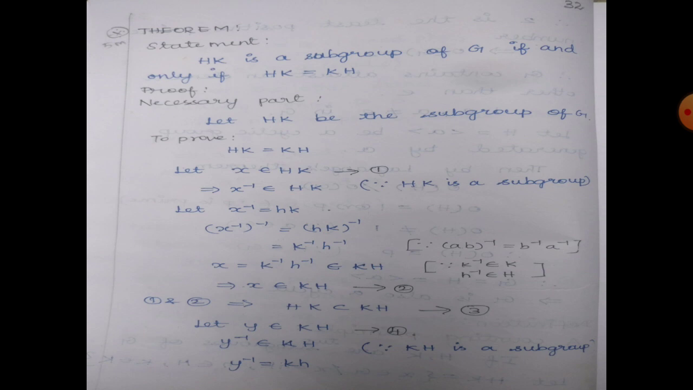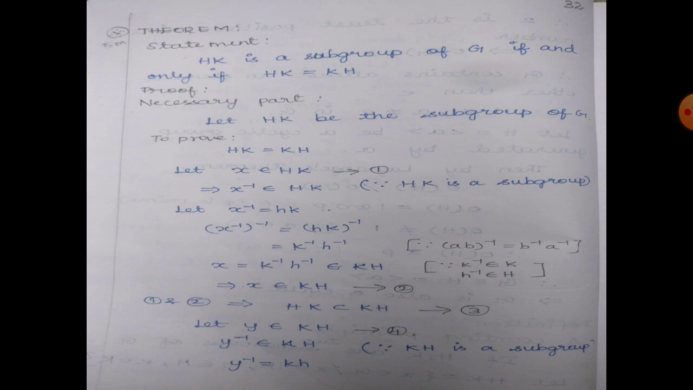So here x belongs to KH, since k inverse belongs to K and h inverse belongs to H. Similarly, K and H are subgroups, so the inverses also exist. So both the elements belong to K and H, so x belongs to KH. So easily we can say HK is a subset of KH.